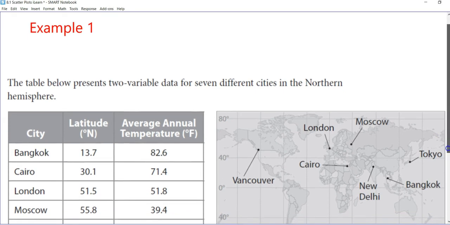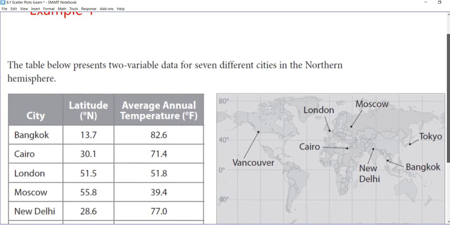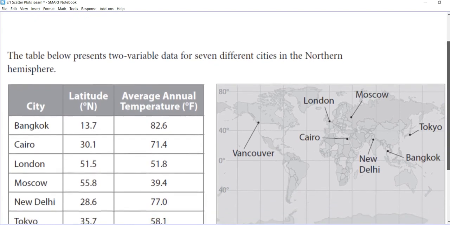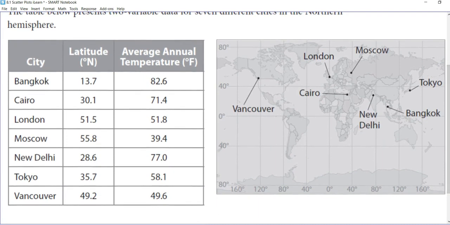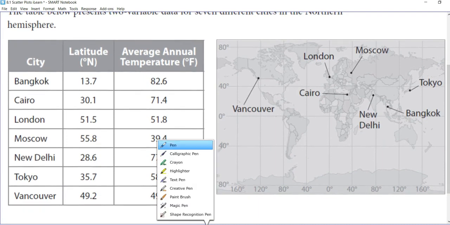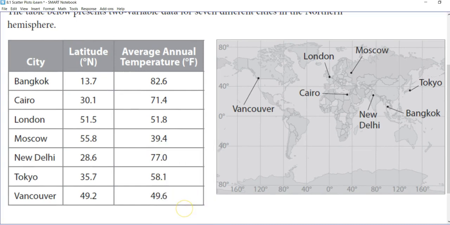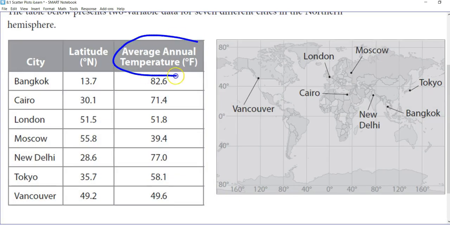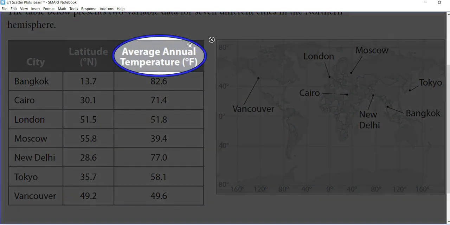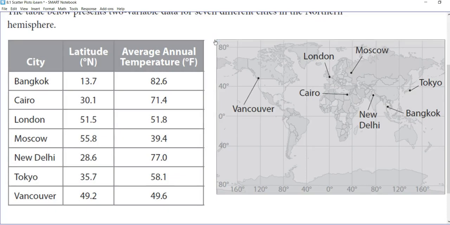Let's go ahead and look at example 1. For example 1, this table presents two variable data for 7 different cities in the northern hemisphere. And notice we have some cities listed here, but what our variables are going to be are the values, because that's what we're going to use to make the scatter plot. Our first value is going to be latitude. We're going to let that be x, which is going to be along the x-axis. And then next we have average annual temperature.